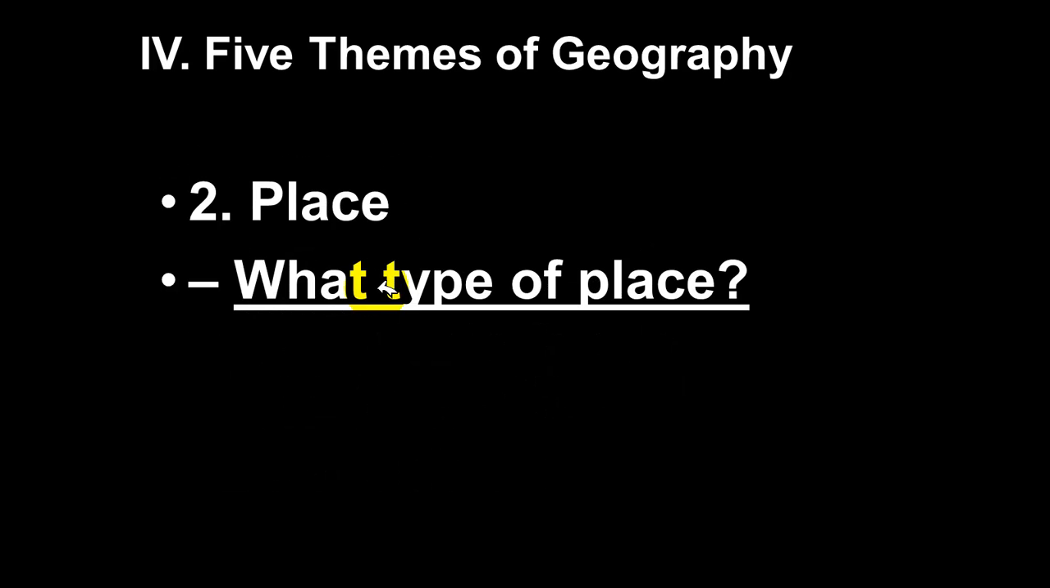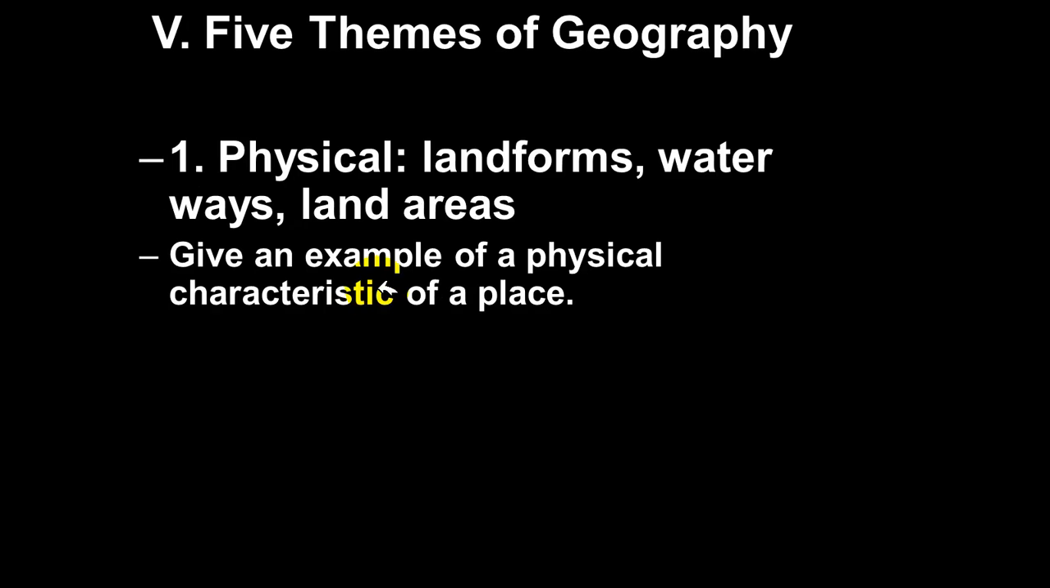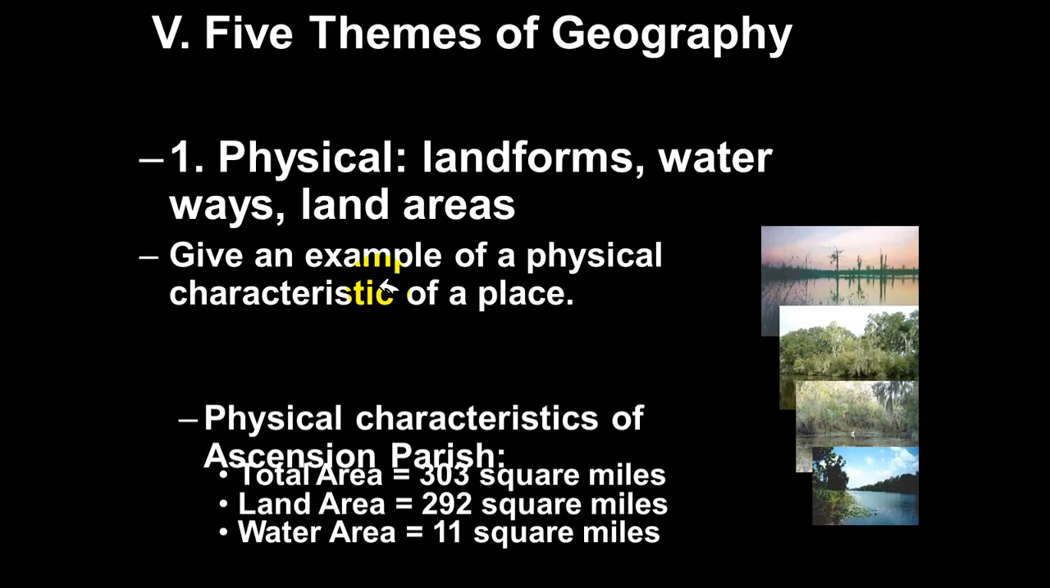Now, place is the second theme of geography, and place covers a couple of different types of things. Okay, so let's go into the first one. Place deals with physical landforms, waterways, land areas. When we discuss the physical characteristics of a place, a good thing to have in mind is you are describing what an area is like. So with that in mind, physical landforms, waterways, land areas, these are all ways that we can use to describe a place.